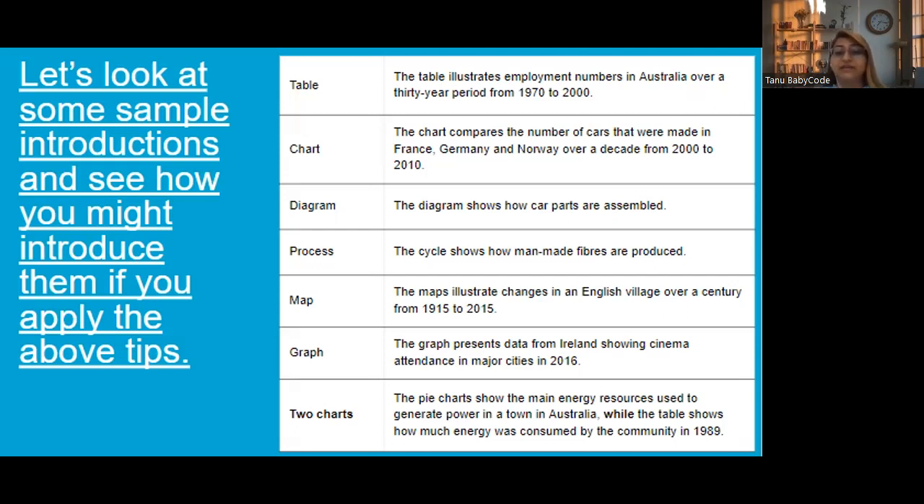Next, diagram. The diagram shows how car parts are assembled. So you are actually showing the flow of what is being made here. Process: the cycle shows how man-made fibers are produced. Map: the map illustrates changes in an English village.